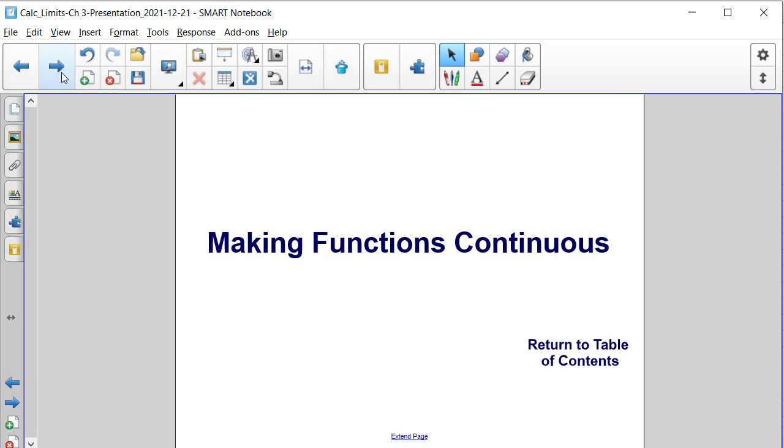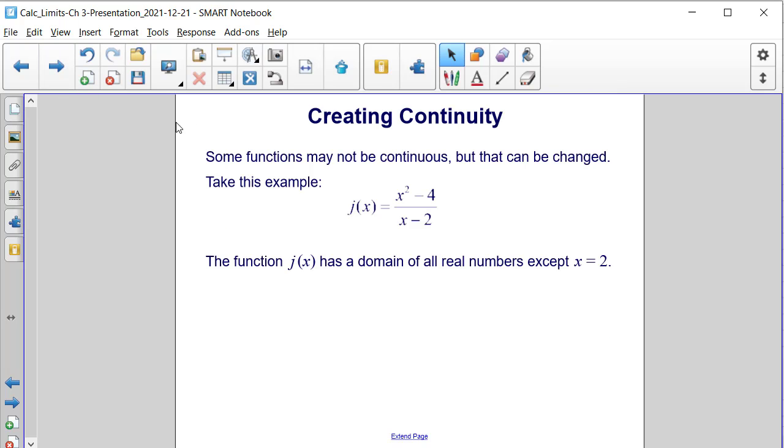Making functions continuous. Some functions may not be continuous, but that can be changed. Here's an example. J of x is equal to x squared minus 4, all divided by the quantity x minus 2. This function j of x has a domain of all real numbers except x equals 2, because if we put 2 in, we would get 0 divided by 0, with the main piece being the 0 in the denominator.